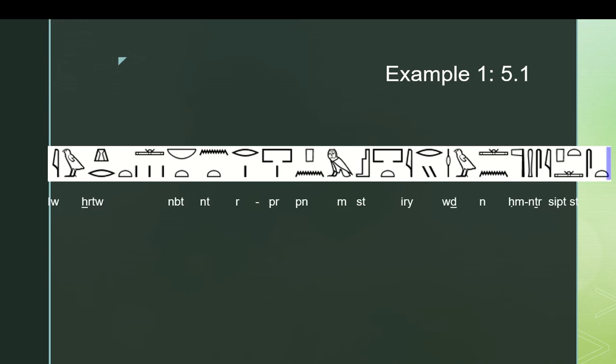So what we have here is iw khertu nebet net er-per. That is one word. That's why there's the hyphen. Pen, st, iri, wedge, and khem-netjer, sipet st. Be careful here with the transcription, especially that waj has a very weird writing.